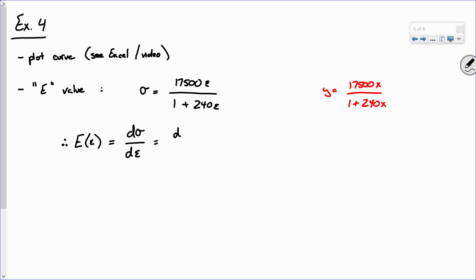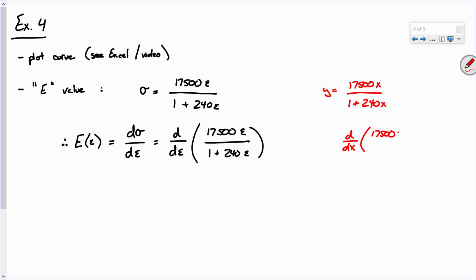All right. So we're going to bring it back for you calculus folks. So we're taking the derivative with respect to epsilon of 17,500 times epsilon over 1 plus 240 times epsilon. Or if you want, you can say the derivative with respect to x of 17,500 times x over 1 plus 240 times x. Everybody okay with that? All right.